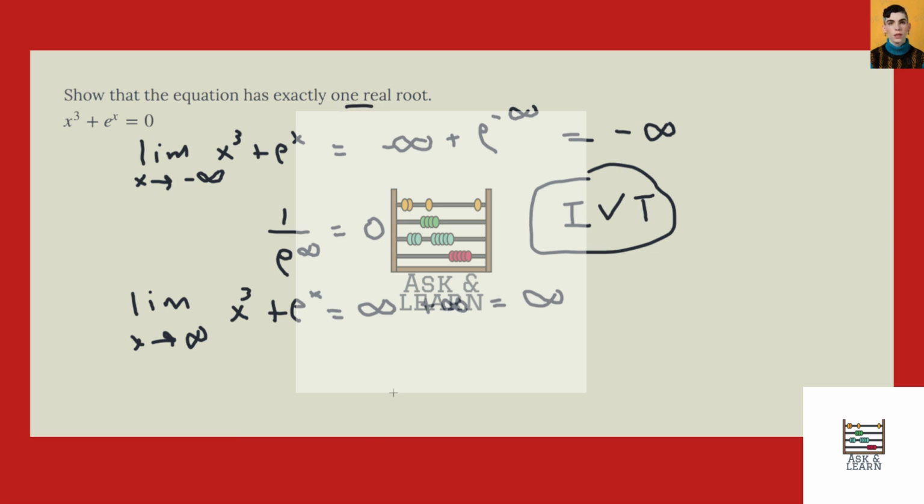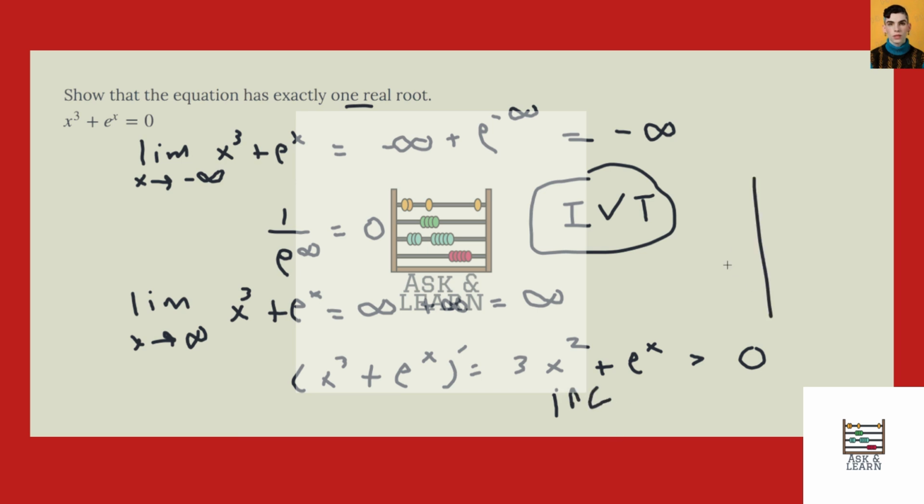To prove that there's only one root, we have to take the derivative of x cubed plus e to the x, because this tells us a lot about how the function is behaving. The derivative is 3x squared plus e to the x. This derivative is always greater than 0, because x squared, even if you put in a negative number, is always positive. And since this is always positive, we know the function is always increasing. It never decreases. It always rises.